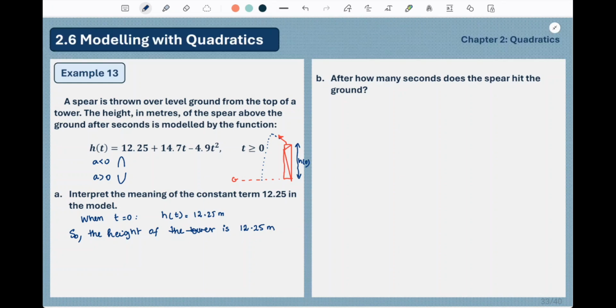So moving on to question B. After how many seconds does the spear hit the ground? We know that the height we have represented is the height of the spear above the ground. So if it hits the ground, the height is going to be 0, okay? So we need to know the time when it hits the ground. We set our equation h(t) equal to 0, and then we have to solve it.